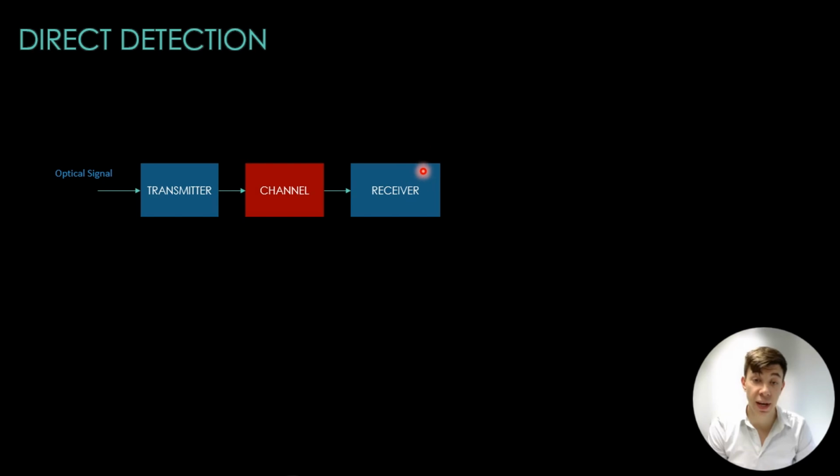Receiver: at the receiving end, a photodetector captures the optical signal and converts it into electrical current. This photodetector directly responds to the intensity variation of the received light, hence the term direct detection. Amplifier: the weak electric current from the photodetector is amplified to a usable level.